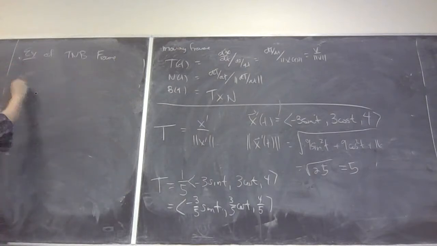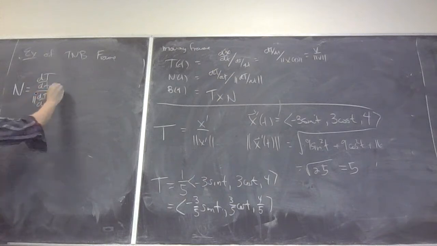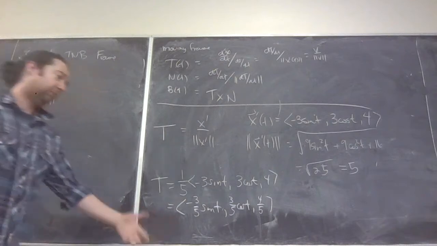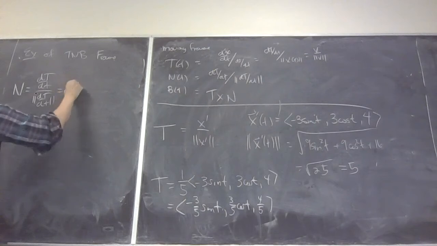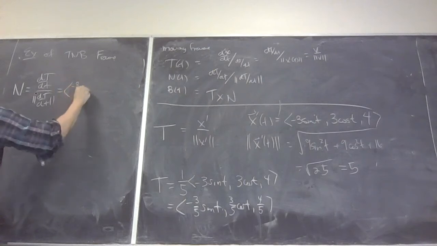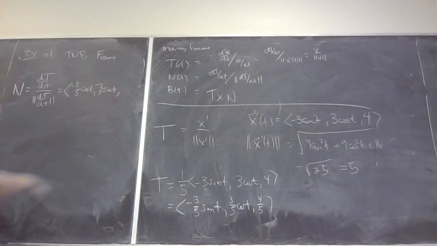What's N? Okay, so dT/dt over the length of dT/dt. It's almost like I built this problem to use the Pythagorean theorem over and over again. Okay, so what is the derivative of this vector? Well, the 3/5 don't change. Derivative of sine is cosine, so we're going to get minus 3/5 of the cosine of t, minus 3/5 of the sine of t, and then 0. Divided by the length of that vector.